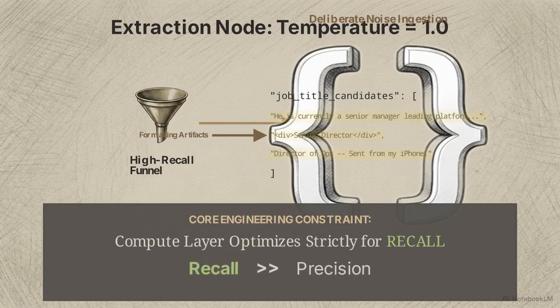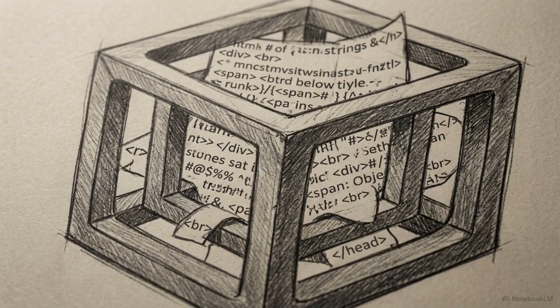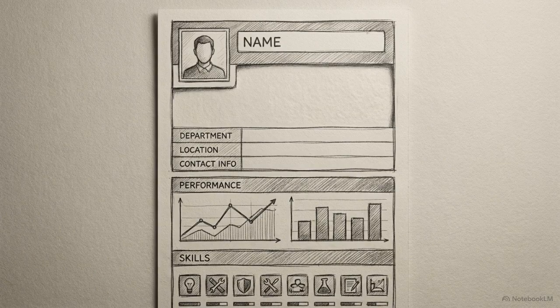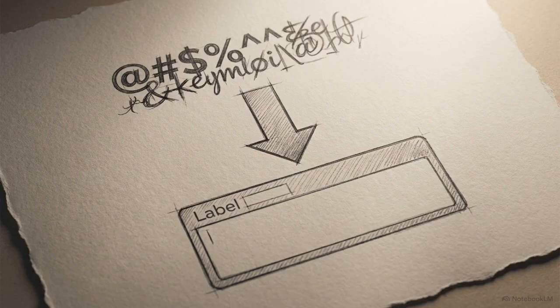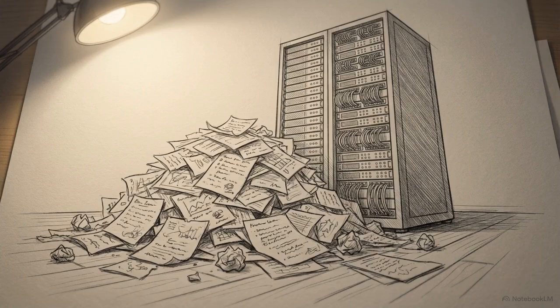This establishes the core engineering constraint for this initial stage. The compute layer must optimize strictly for recall. The priority is ensuring weak signals survive ingestion. If an imperfect candidate never enters the system, it can never be verified, enriched, or corrected. Capturing a messy string gives your architecture a baseline to work with. You cannot simply dump high-variance stenographer-generated text directly into a database. You need a rigid orchestration layer to manage the chaos.